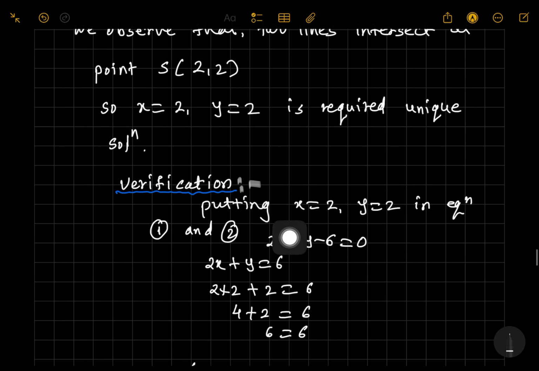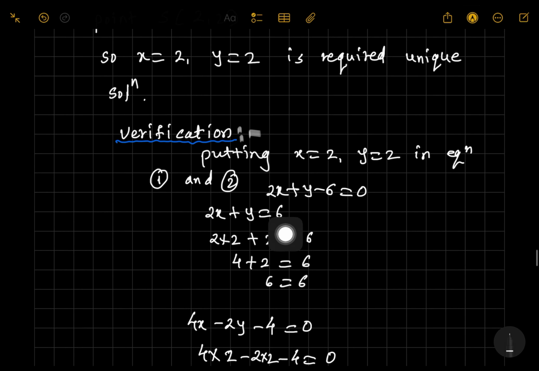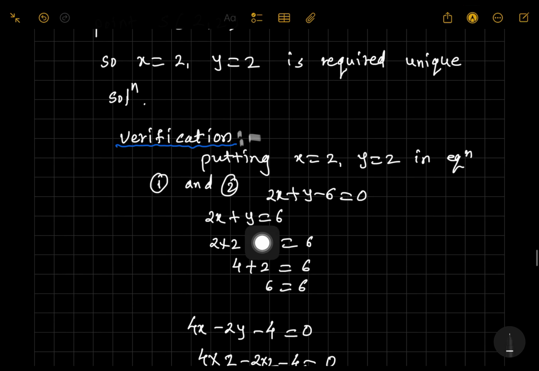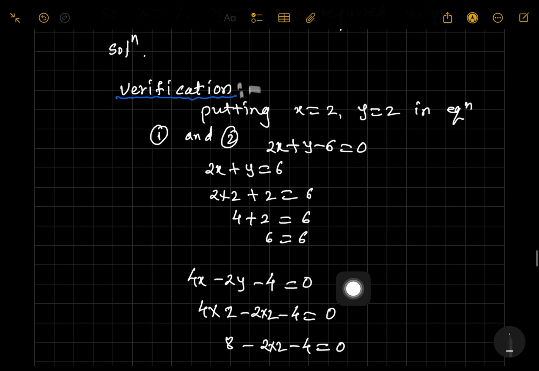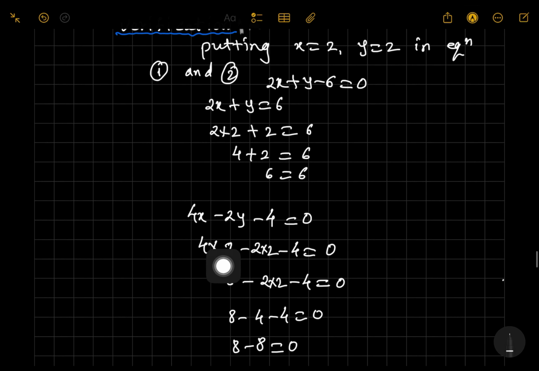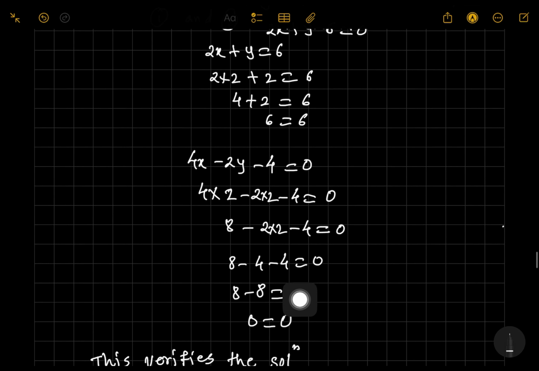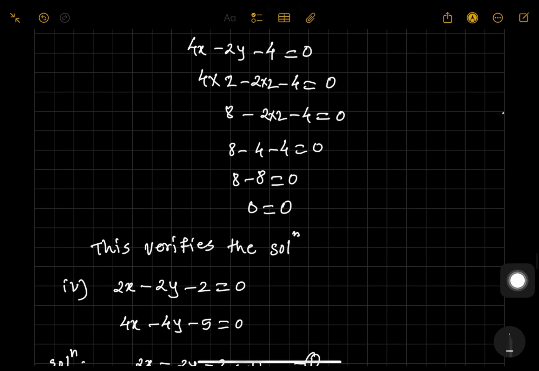You can verify also by putting x equal to 2, y equal to 2 in both equations. In the first equation, x equal to 2, 2 into 2 plus 2, y's value is 2, so 4 plus 2 becomes 6, 6 equal to 6. Now in the second equation, 4 into 2, x value is 2, y value is 2, so it becomes 8 minus 4 into 2, 8 minus 8 equal to 0. This verifies the equation.